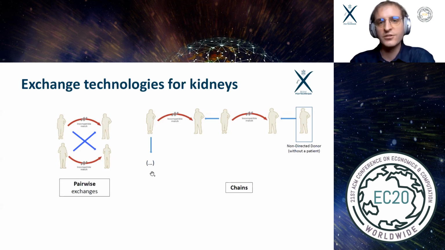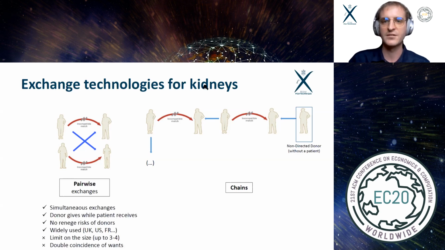To do so, you have different technologies that exist today. What are the two main technologies that are used today? The first one is pairwise exchanges, which you can see on the left. You have two pairs of incompatible patients and donors who are cross-compatible, and they would just exchange their donors.